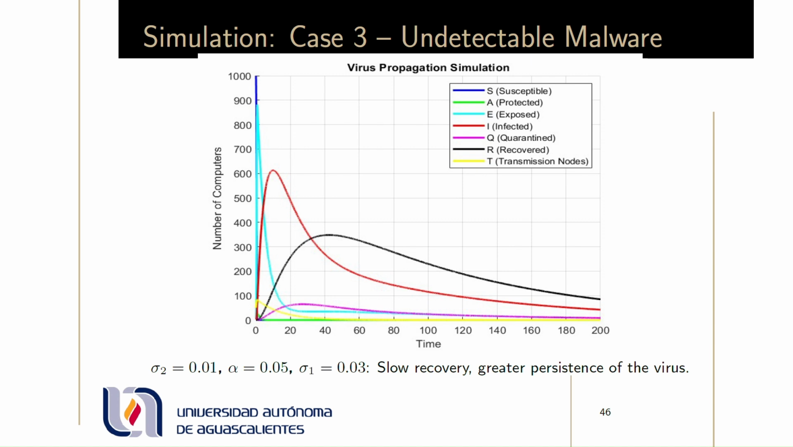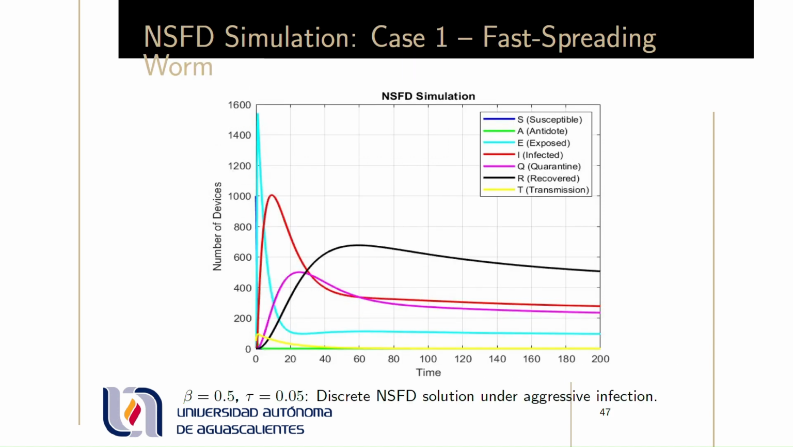In the third case, we use sigma 0.01, alpha 0.005, and sigma 1 0.03. This simulates a virus with slow recovery and poor protection, with longer persistence.